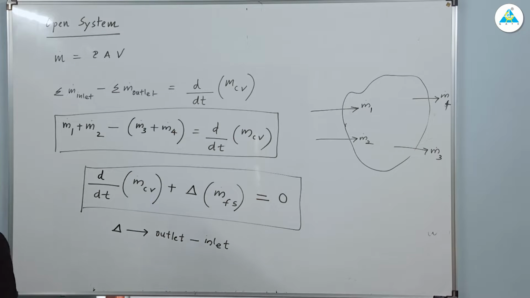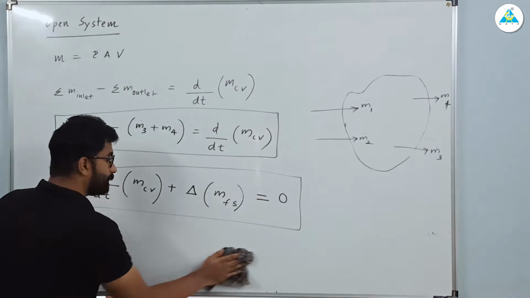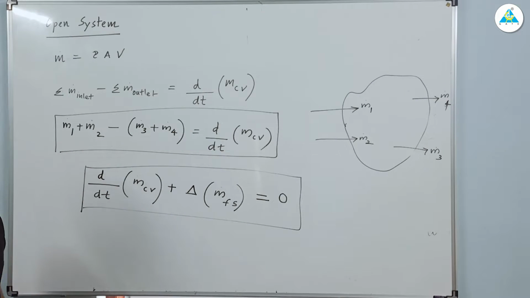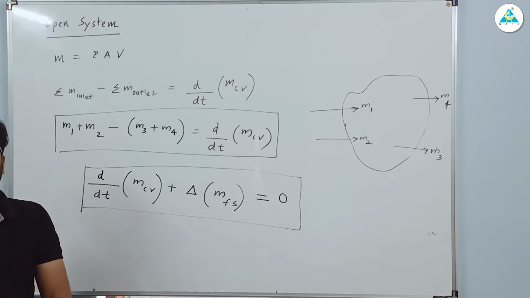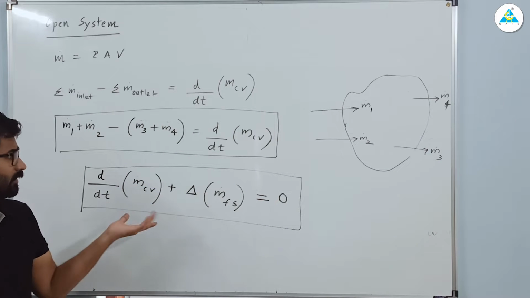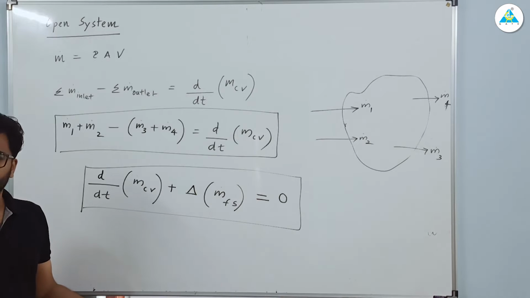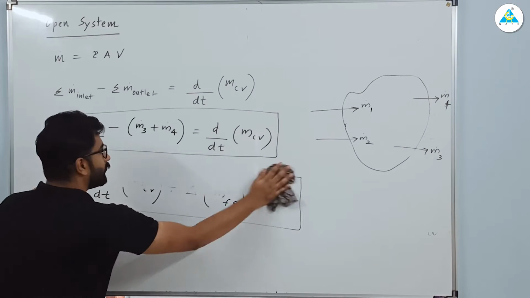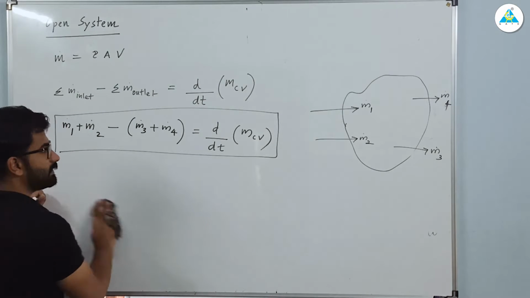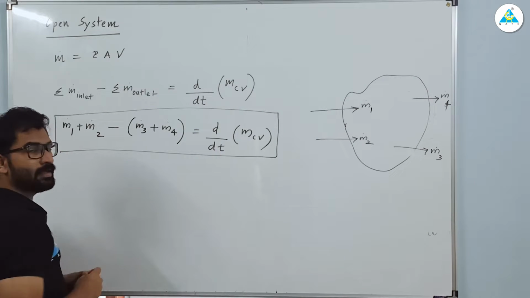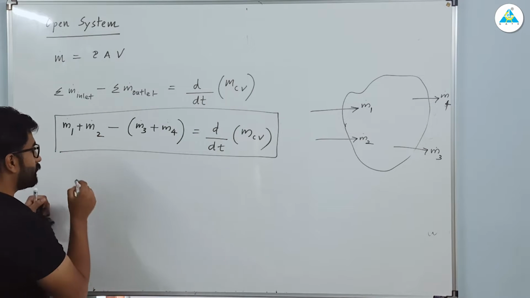Now, what happens if it is a steady state process? What is the meaning of steady state process? The accumulation will be 0. Inlet will be equal to outlet. So if it is a steady state process, this value will become 0. d by dt will become 0.